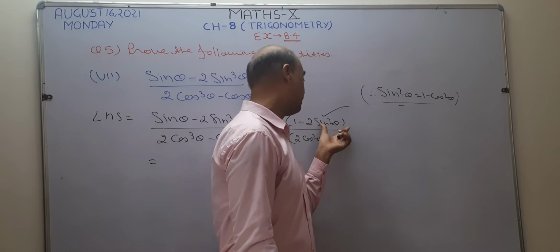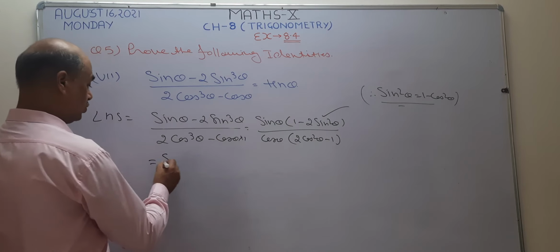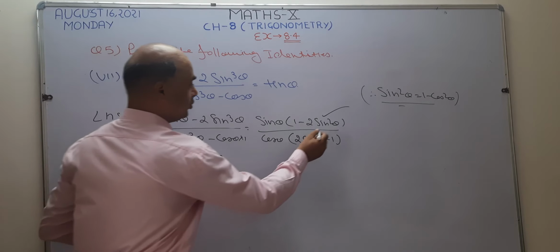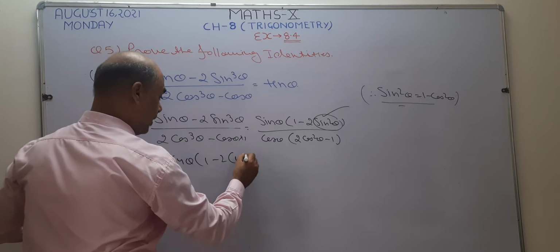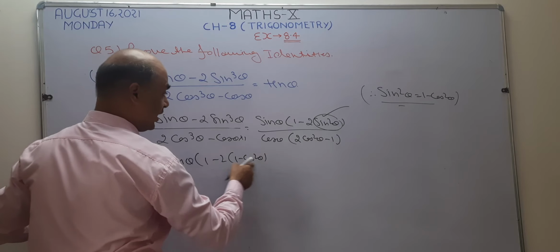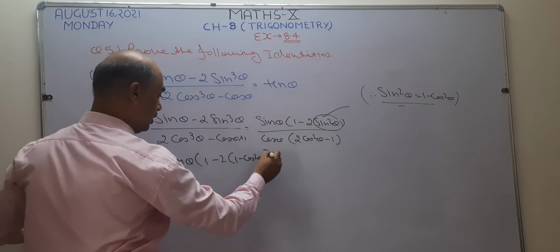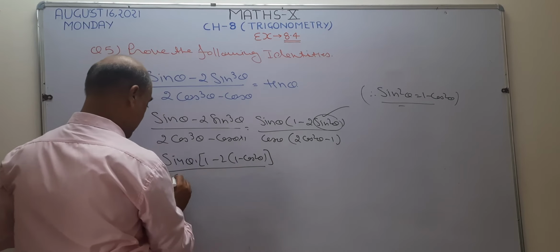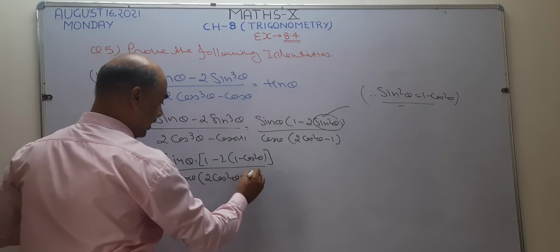In the numerator part, I want to use one identity. The denominator is going to remain the same, and sin theta is going to remain the same. So instead of sin square theta, can I write 1 minus cos square theta? By using the identity, I change sin square theta into 1 minus cos square theta. The denominator part remains the same, which is cos theta into 2 cos square theta minus 1.